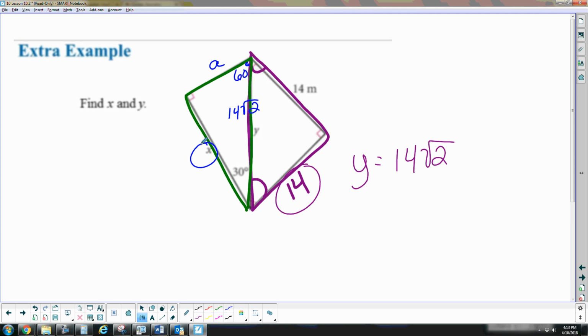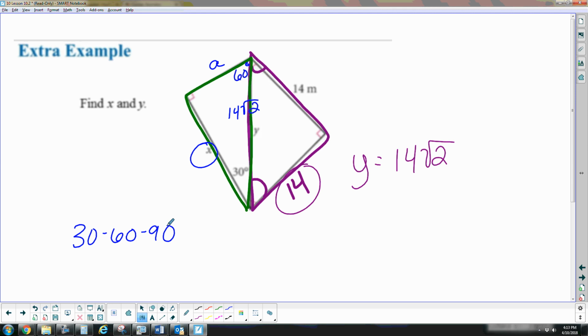So first, let's look at the relationship in a 30, 60, 90 triangle between the hypotenuse, which we know, and the shorter side length. So the shorter leg has the length A, and the hypotenuse has a length 2 times A.